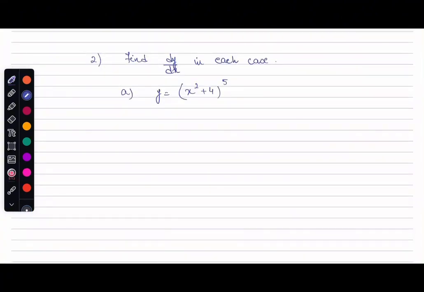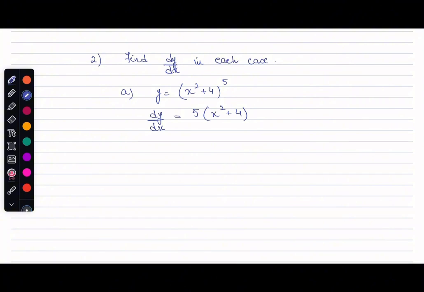Find dy by dx in each case. Part A, it's y, which is equals to x squared plus 4 to the power 5. So here I can see that I have x squared plus 4, more than a term. There are two terms here, and then we have the outer power, which is a 5. So first I should be differentiating it with the outer power so that this becomes dy by dx, which is equals to, obviously the outer power gets multiplied by 5, and here I will be left with x squared plus 4 to the power 5 minus 1.